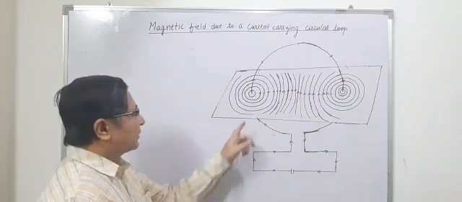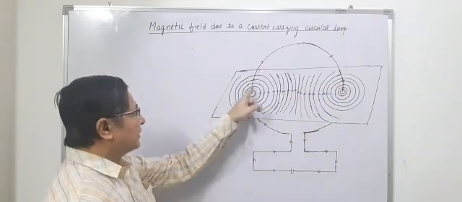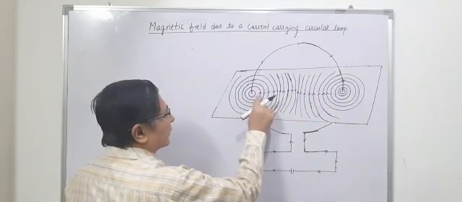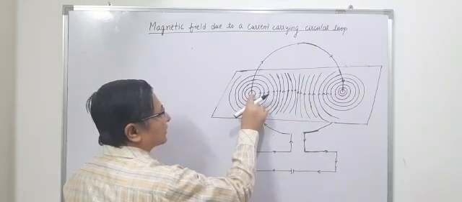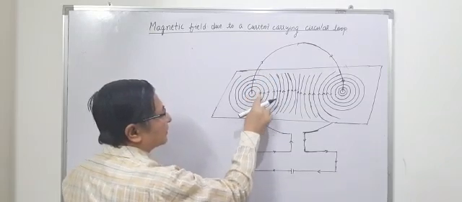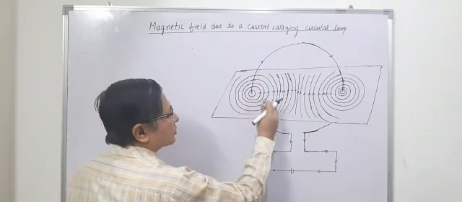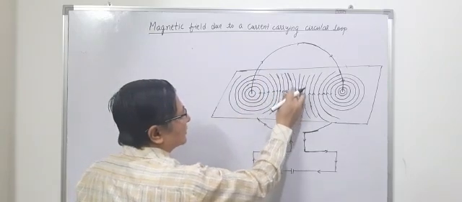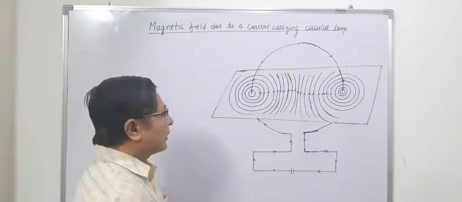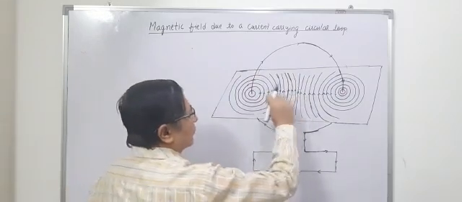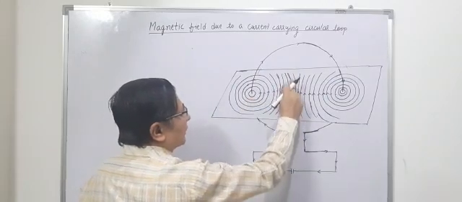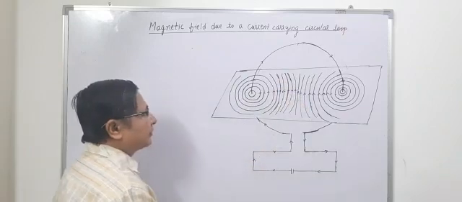Now you can see that concentric circles are formed. The magnetic field is in the form of concentric circles, and near the coil, near the conducting wire, it is concentric and circular. But as it goes away from the center, you can see the field lines appear to be straight or parallel lines. So near the circular coil it is circular, and in the center it appears to be a straight line.